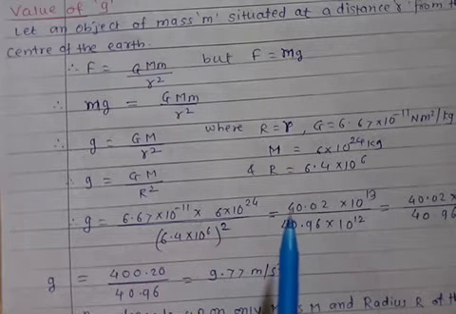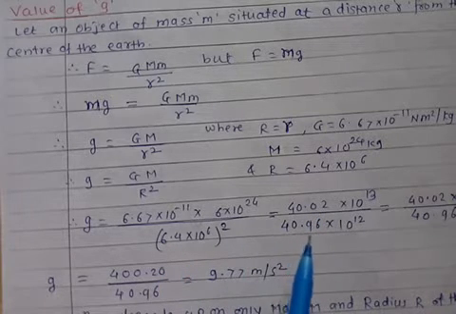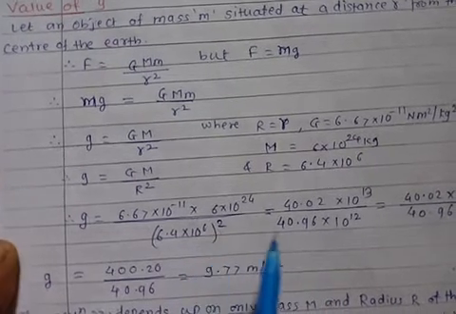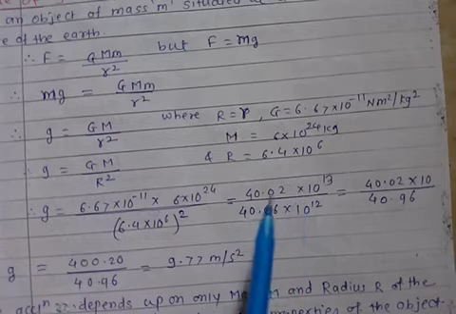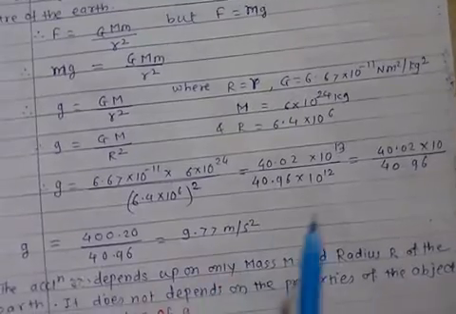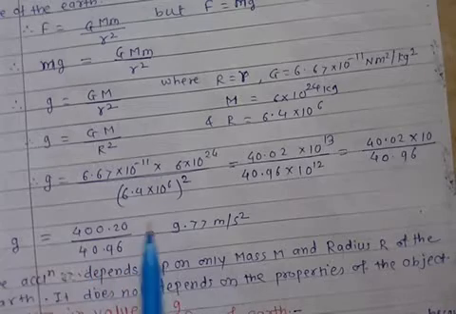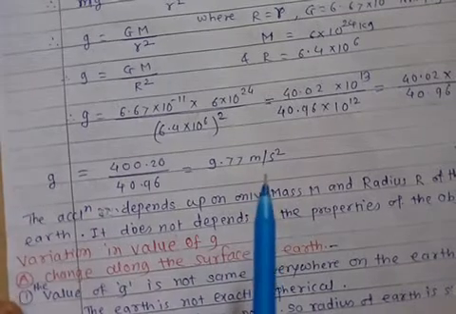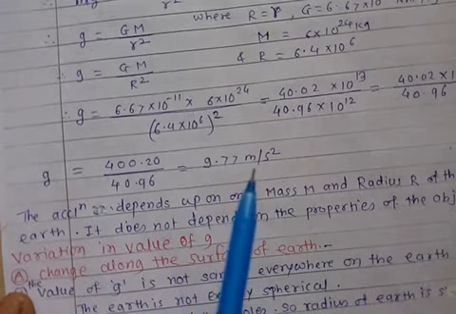6.67 into 6 is 40.02, and the square of 6.4 is 40.96, into 10 raised to 6 square, which means 10 raised to 12. Therefore 10 raised to 12 gets cancelled. We are left with only 10 here. Therefore 40.02 into 10 divided by 40.96. Its multiplication gives 400.20 divided by 40.96, and the division is 9.77 meter per second square. That is the value of g.